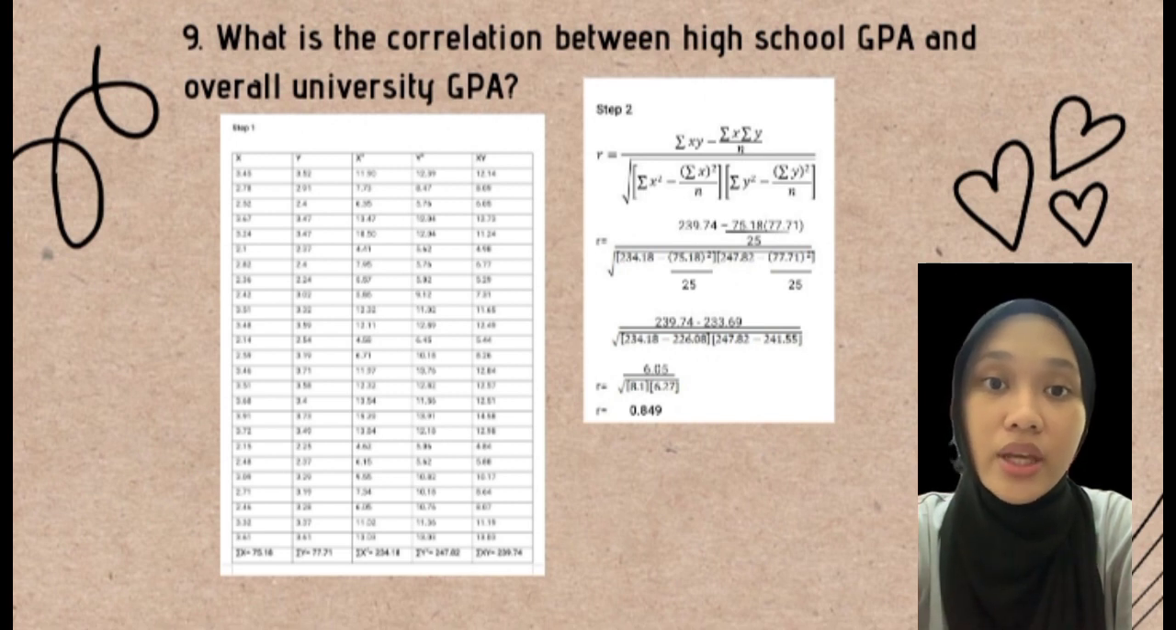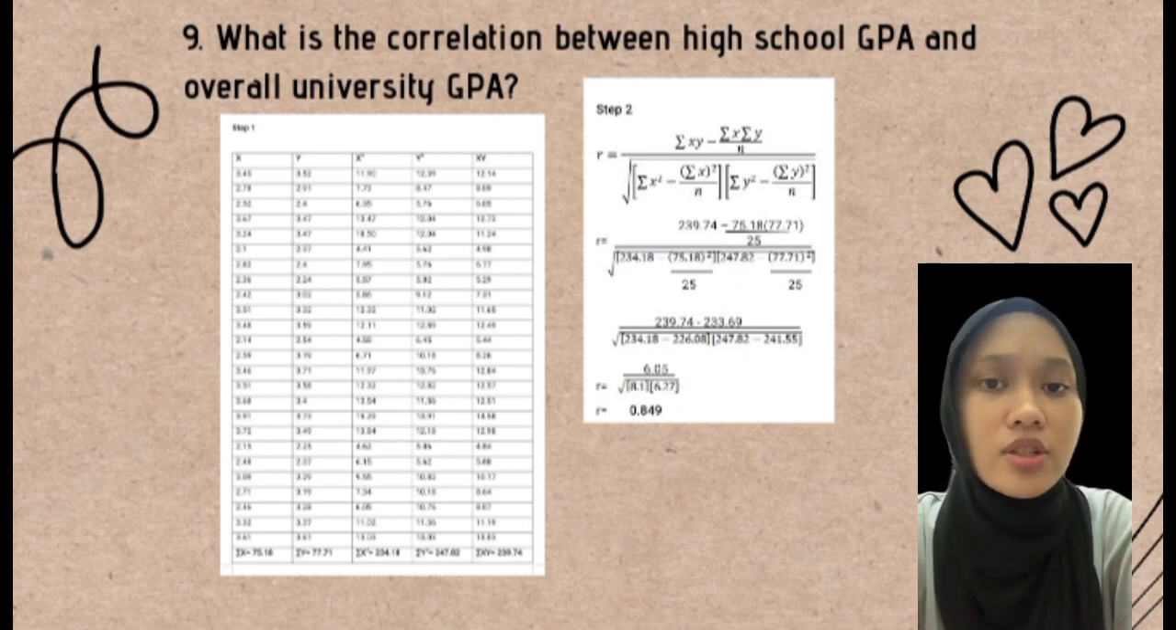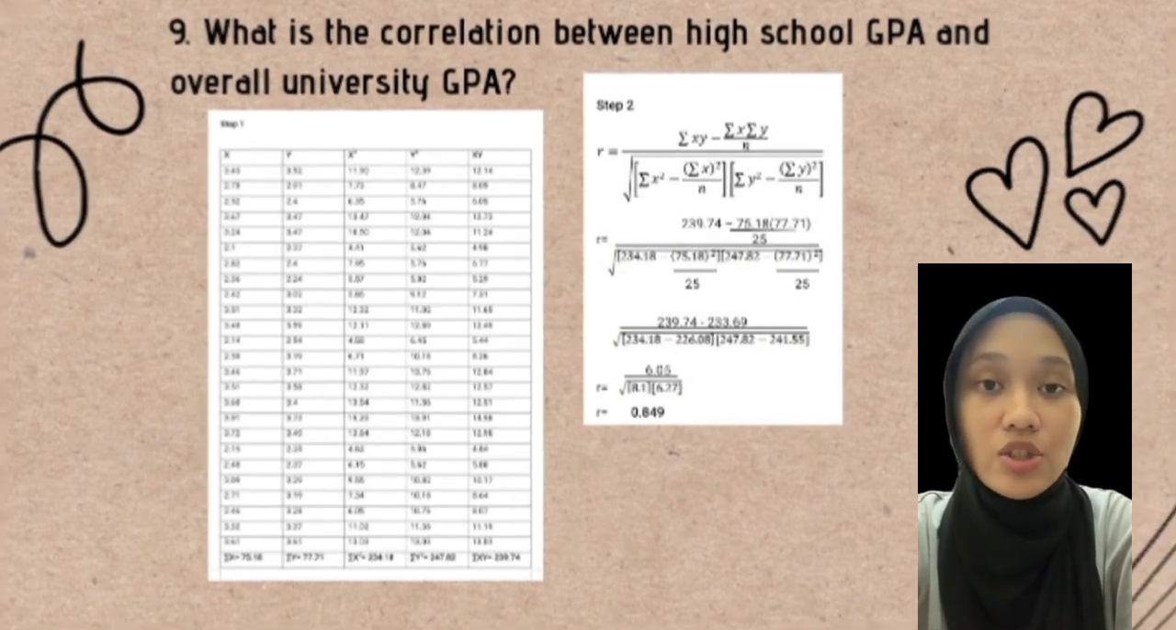After finding the values, in step number 3, we use the Pearson product moment correlation. After using the Pearson product moment correlation, we found the answer is 0.849. Okay, that means based on this answer, there is a very strong positive correlation of 0.849 between high school GPA and overall university GPA.